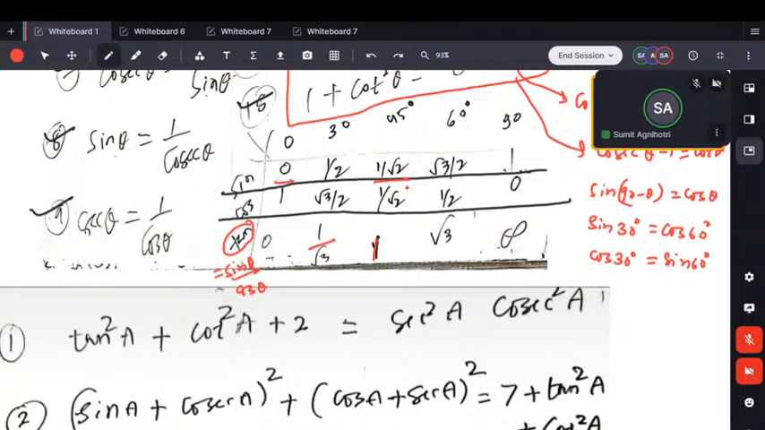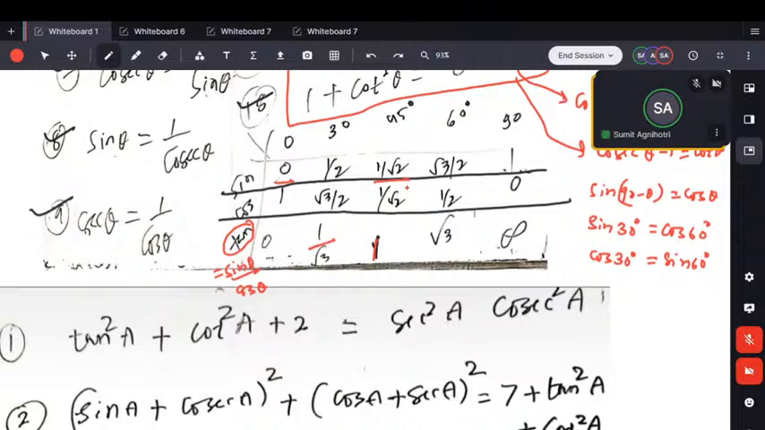I'm just quickly going to help with the beginning. Tan square we have written as sec square minus 1, cot square is written as cosec square minus 1, then minus 1 becomes minus 2, that got cancelled with 2. Now we have sec square A plus cosec square A, that we can write as 1 over cos square A plus 1 over sin square A. Further we take LCM and it becomes sin square A plus cos square A over sin square A into cos square A. I think you all are okay up to this step.